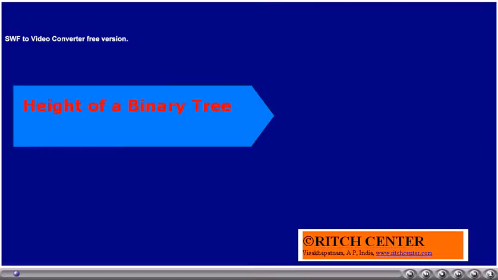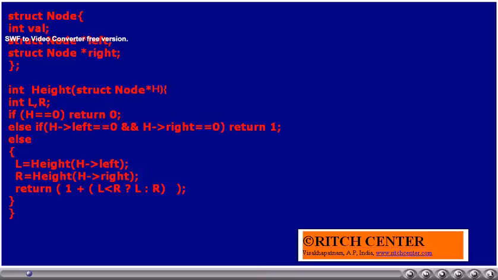This program is meant for finding out the height of the binary tree. This program or function also uses the same structure definition, that is a structured variable node having the integer number and two pointers left and right, which are of node type pointers.